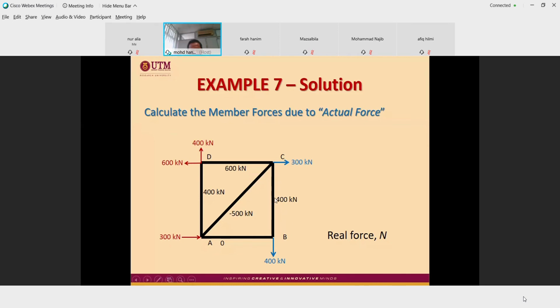There is no zero member here. There's no zero member here because AB and CB are meeting at a joint, but this joint has an external load. Therefore, this member is not a zero member. Maybe zero, maybe not, but it's not automatically a zero member.